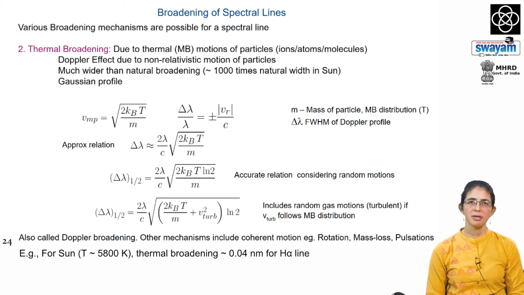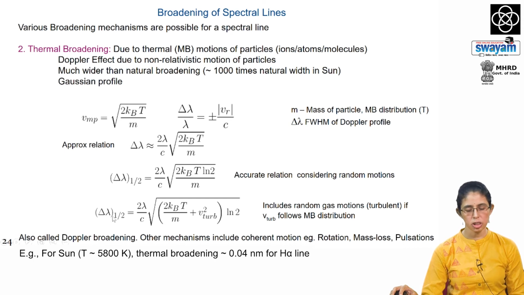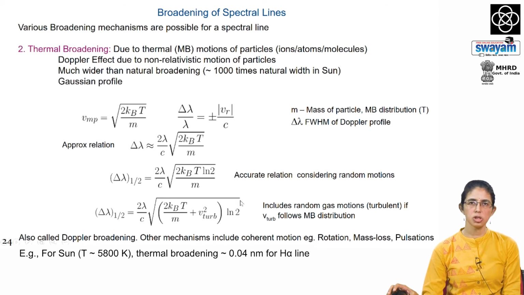Very often there are other random motions which are also included in this Doppler broadening. Random motions due to, for example, turbulence or convective effects. If one assumes that these random motions also have a velocity distribution which is similar to the Maxwell-Boltzmann distribution, then the width of the Gaussian is given by the relation shown here, where the turbulent velocity square is also included in the square under the square root. So, this represents the Doppler broadening due to random motions of particles.